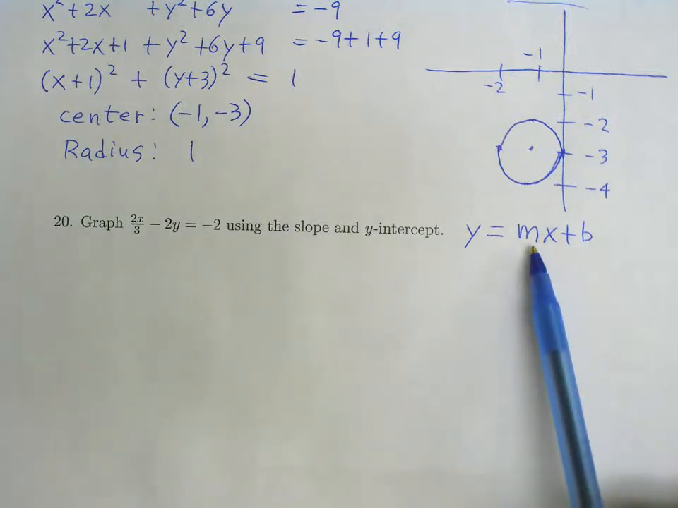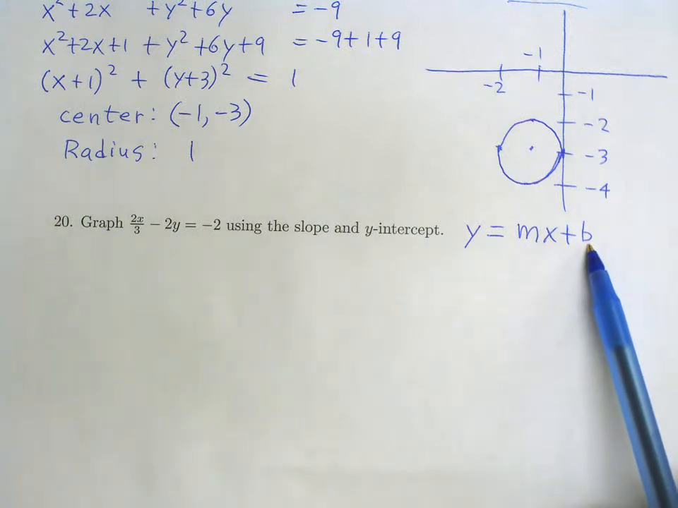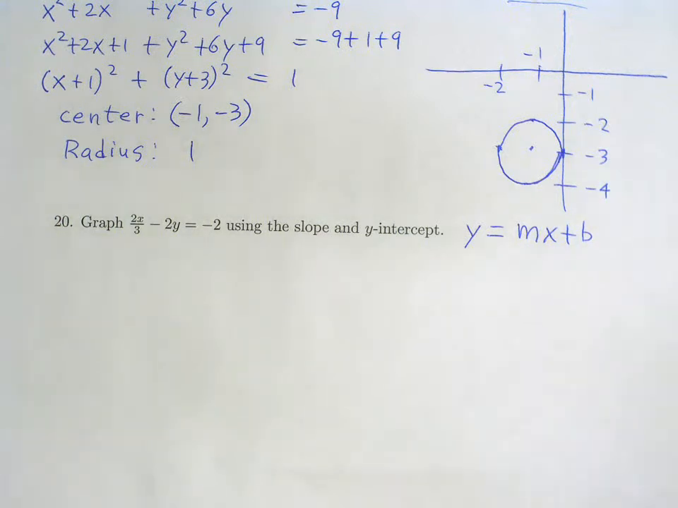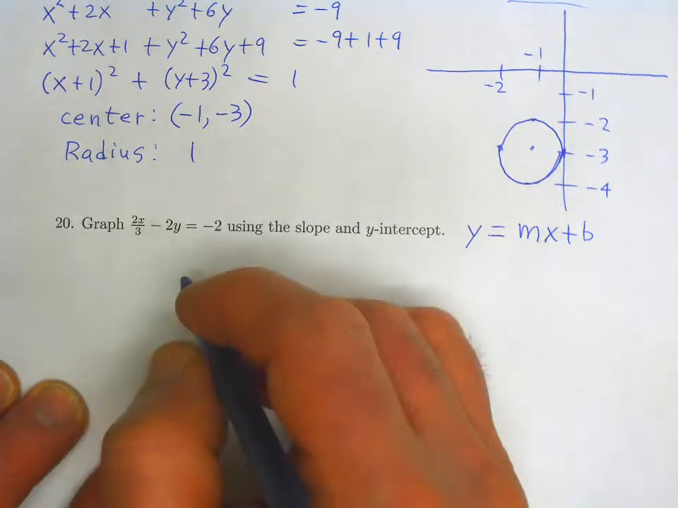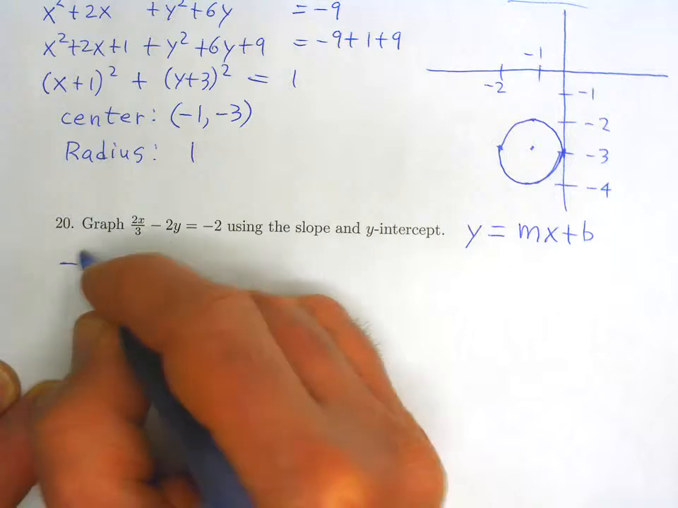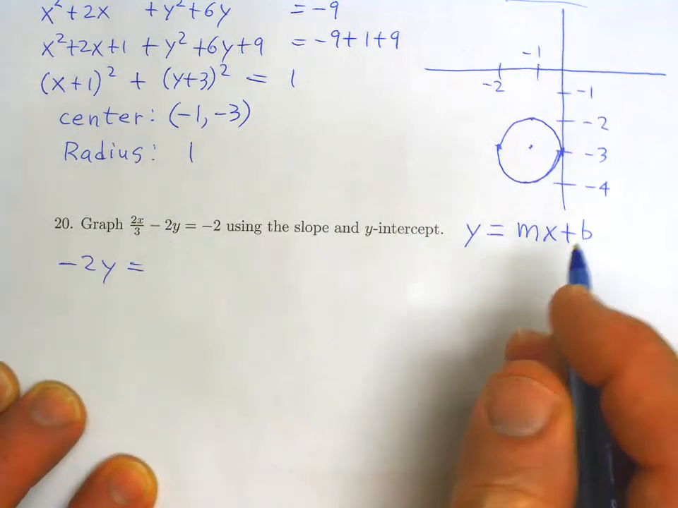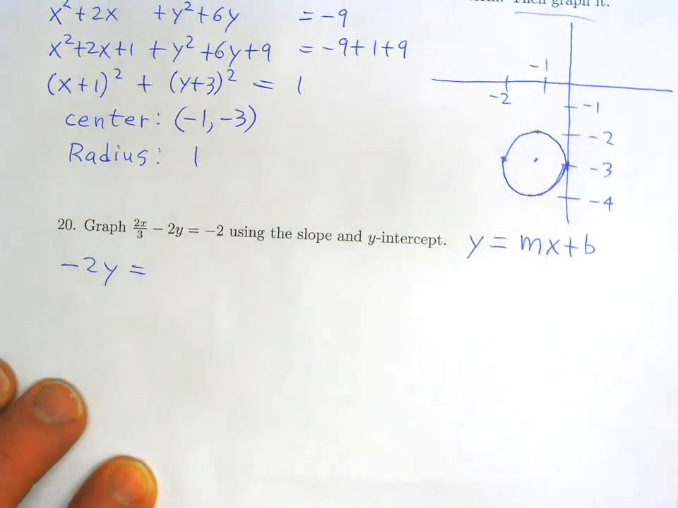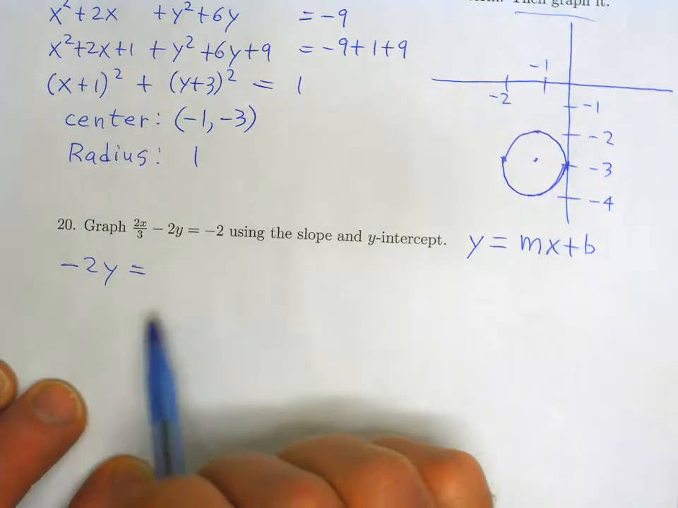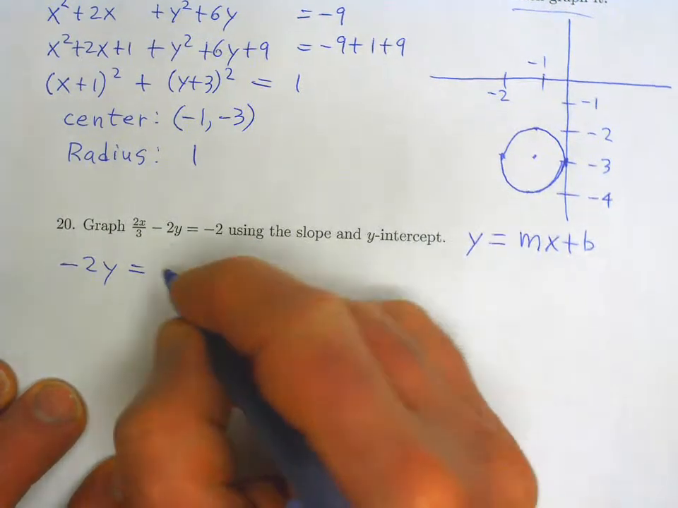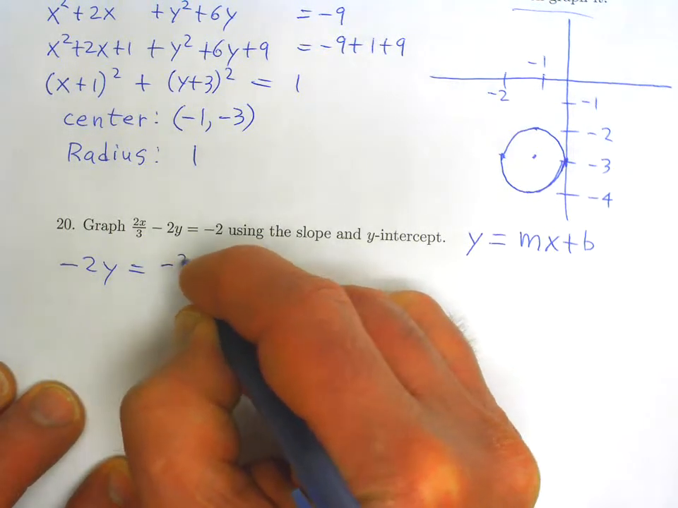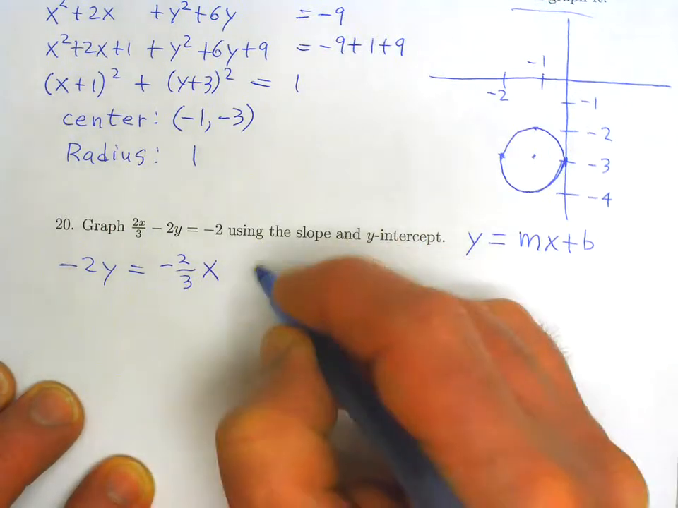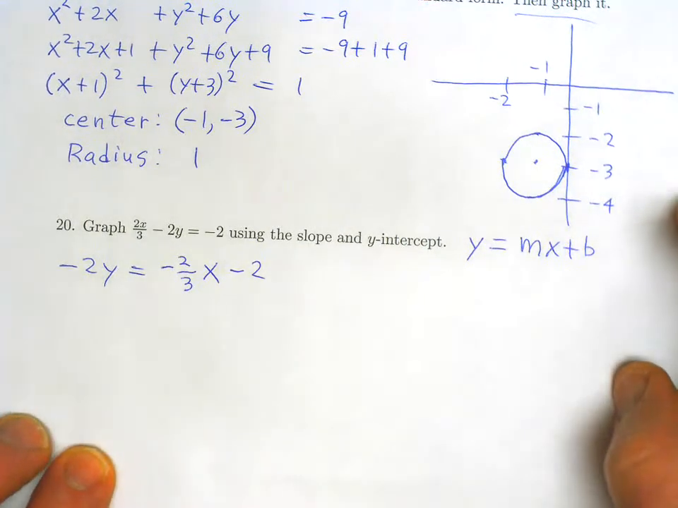When it's in this form, the coefficient of x is the slope, and this number b is the y-coordinate of the y-intercept. So we'll solve this equation for y. So first, subtract 2x divided by 3 from both sides, and we'll get negative 2x divided by 3. But note that negative 2x divided by 3 is the same as negative 2/3 times x. And then we already have the negative 2 on the right-hand side.